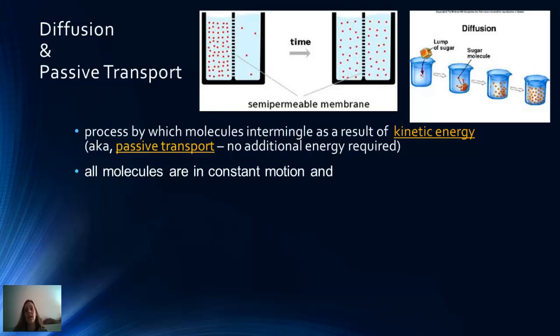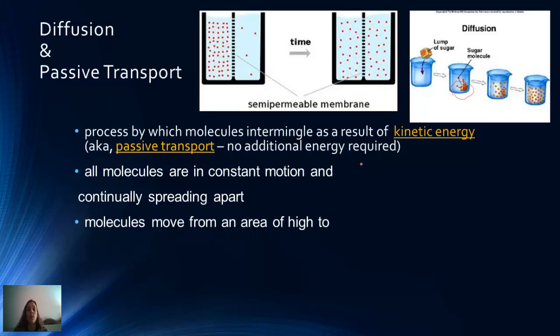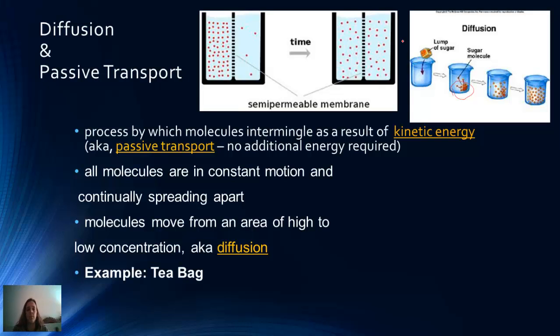So this lump of sugar is added to a beaker of water, and initially there's a very high concentration of sugar. But over time, that sugar is going to move from an area of high concentration to an area of low concentration, and the sugar becomes dissolved. So all molecules are in constant motion and continually spreading apart from each other, moving down the concentration gradient. Molecules are moving from an area of high to low concentration through the process of diffusion. When they're simply moving down the concentration gradient because they've been bouncing off of each other, that's called passive transport.